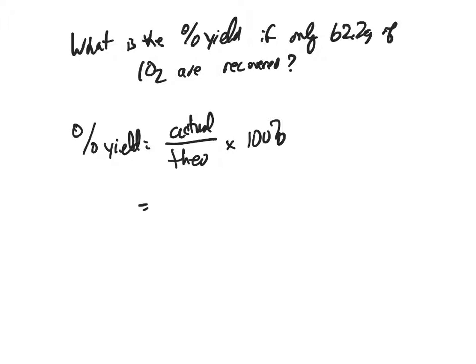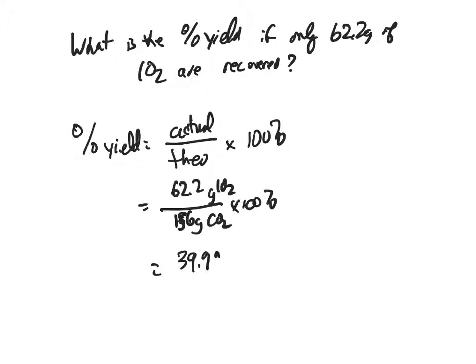So our theoretical yield of carbon dioxide was 156 grams. We said that we only recovered 62.2 grams. We'll multiply that by 100%. So 62.2 divided by 156 times 100 would give us 39.9% yield.